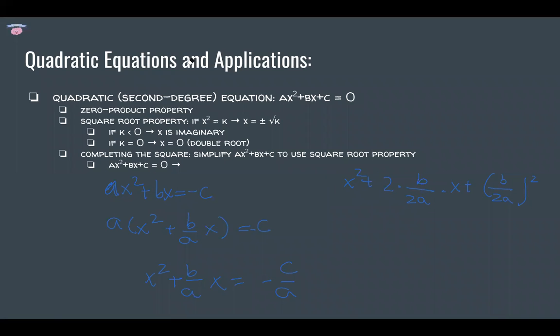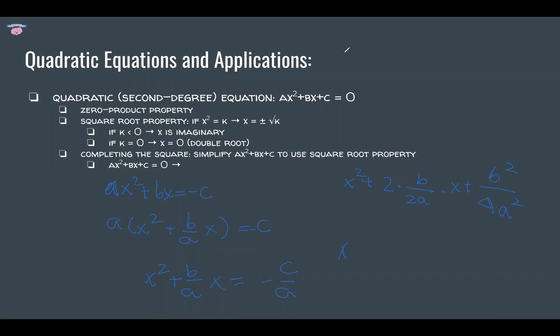Well, that's the left side. The right side, we also already got negative c over a. So this would be our left side. And if we have to add b over 2a the whole squared, or we can just rewrite this as b squared over 4a squared, well, we have to add it to this side too.